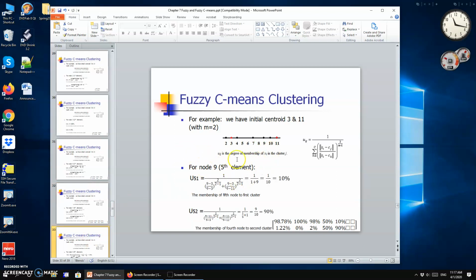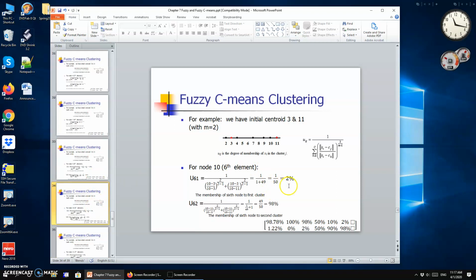Look into the next node, the fifth node, U51 that we want to fill in. You can see node 9 is the fifth element. It's much closer to the right cluster already. So let's take a look at what's going on. To calculate U5 for the first cluster, we use 9 minus 3 over here, divided by 9 minus 3, and then 9 minus 11 on the other side. So we will get 10%. On the other side, we will get 90%, indicating that this node belongs to the first cluster for 10% and 90% to the second cluster.